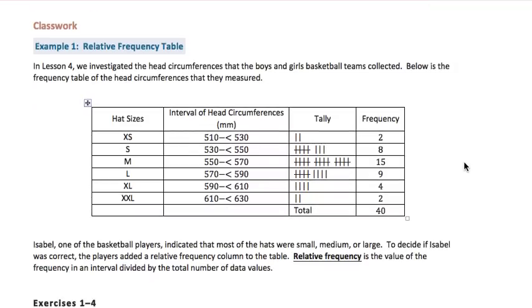Isabel, one of the basketball players, indicated that most of the hats were small, medium, or large. To decide if Isabel was correct, the players added a relative frequency column to the table. Relative frequency is the value of the frequency in an interval divided by the total number of data values. In other words, it is the decimal relationship between the part and the whole.